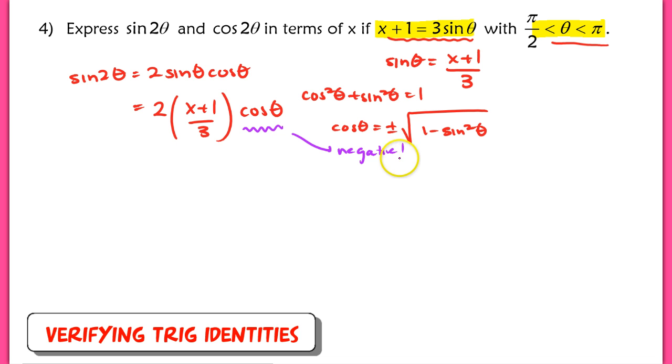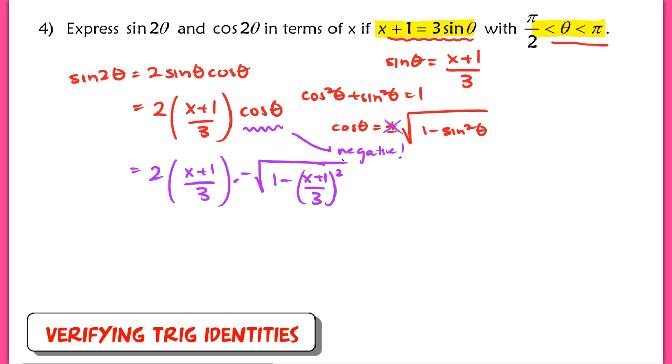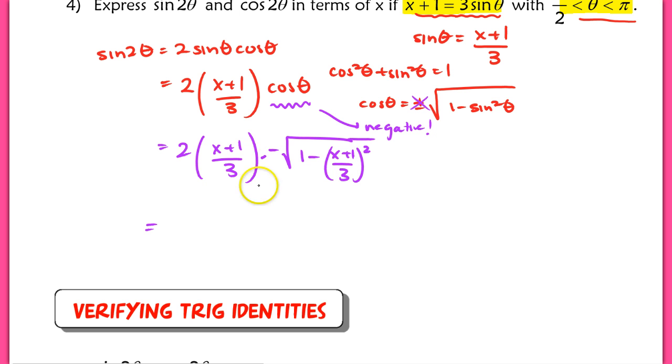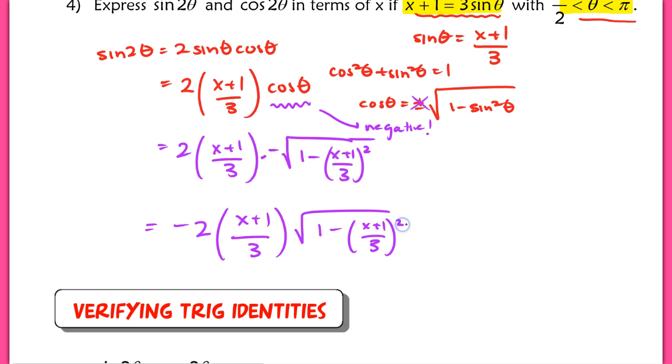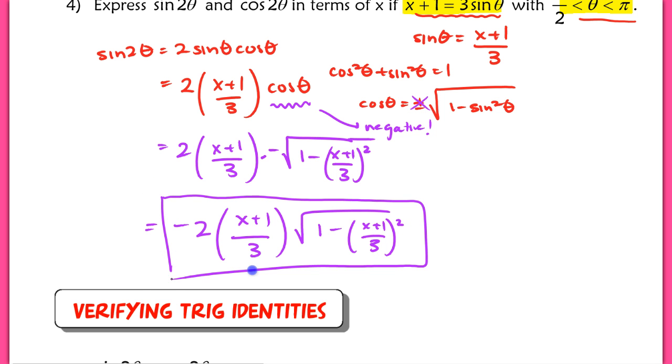Okay, which is going to change just slightly. Obviously I get rid of the positive, it's just going to be negative square root of 1 minus sine squared theta. So if I use substitution, I have x plus 1 over 3 times negative square root of 1 minus, and instead of writing sine squared theta here, I'll substitute in sine of theta. So that's x plus 1 over 3 squared. I'm not going to clean much of this up. I'll just put that negative out in front. So I have negative 2 times x plus 1 over 3 times the square root of 1 minus x plus 1 over 3 squared. And that is how I would express the sine of 2 theta in terms of just x.